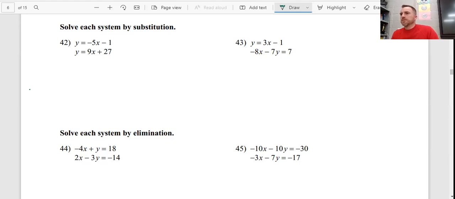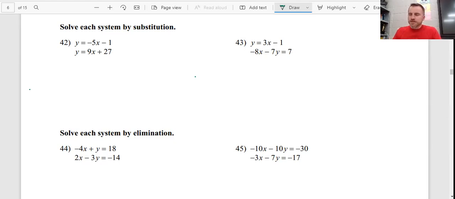All right, we're going to solve some systems. A system has two equations, and we want to know what x and y pair would solve both of them. So the x is the value that's the same, and the y is the value that's the same.